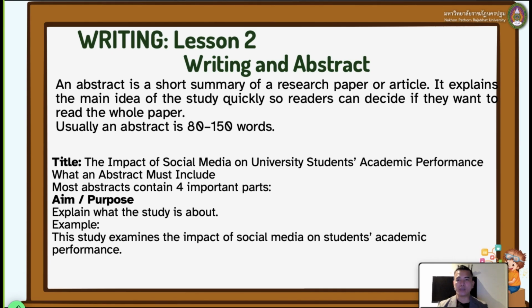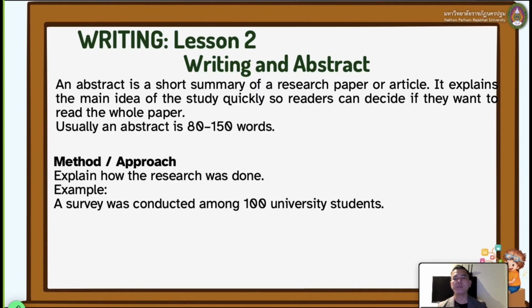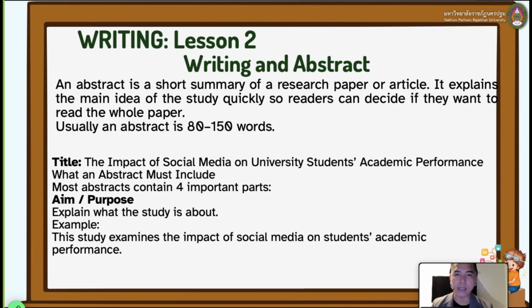The impact of social media. The aim or purpose explains what the study is about. This study examines the impact of social media on students' academic performance, and so on. Method could explain how the research was done. Example, a survey was conducted among 100 university students. So this is the first thing. Look at what I did. Okay, the title, as you can see, and then the aim or the purpose.